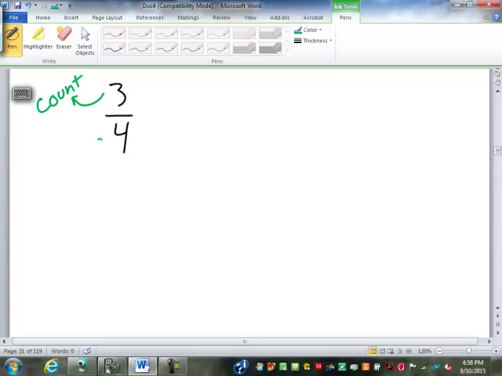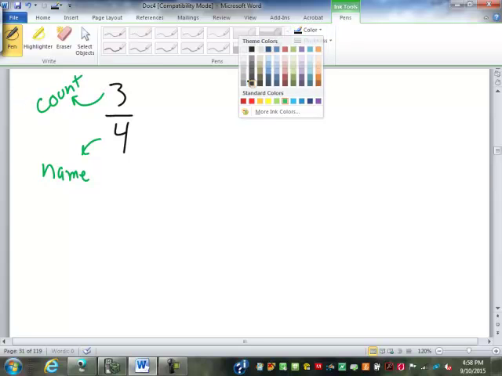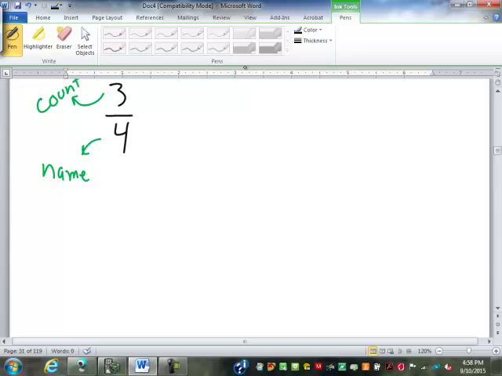The 4 is a name. It's telling us what we have. It's not a number, it's a name. Just like cows or inches. So the first step we have to take to deal with fractions and understand fractions is to understand what it means to be a fourth.